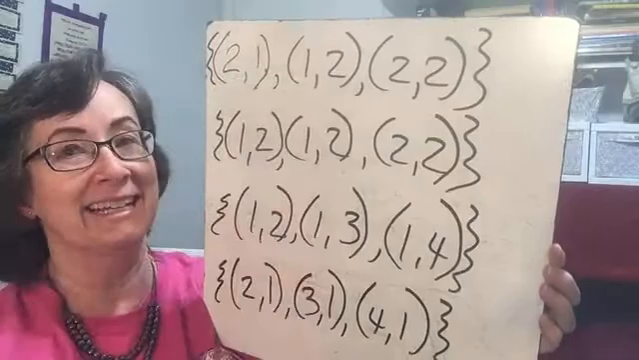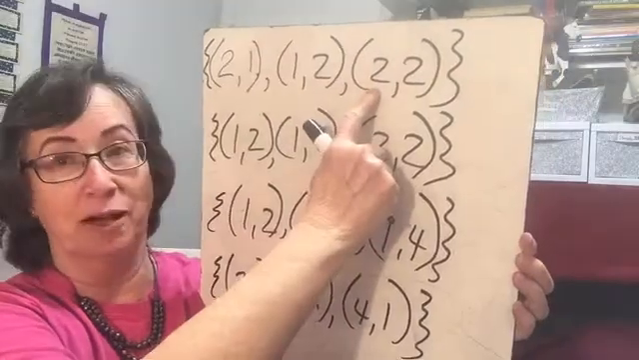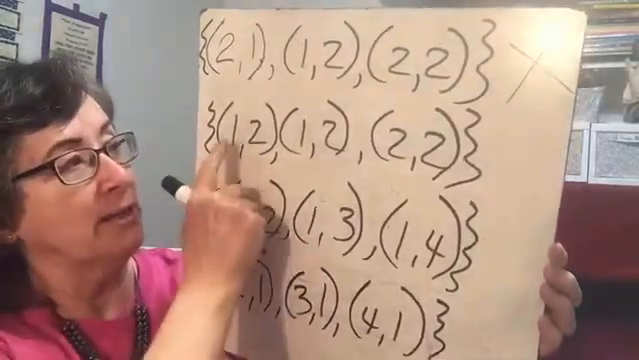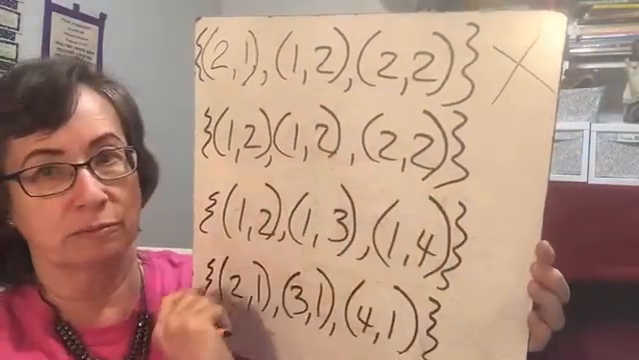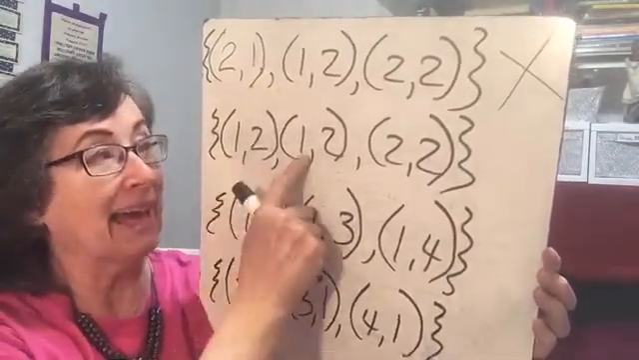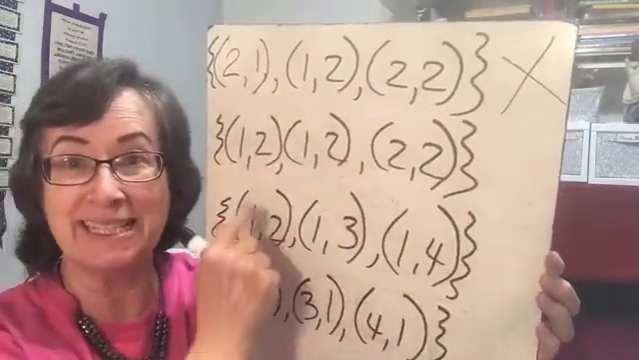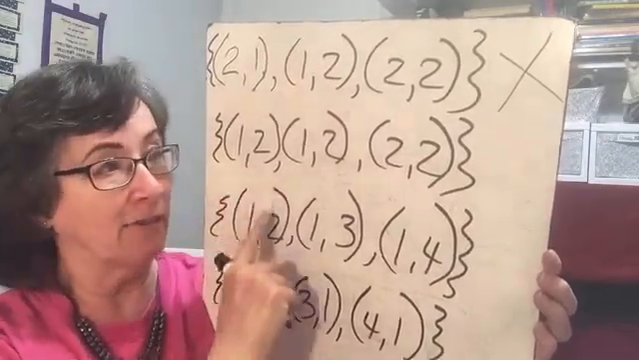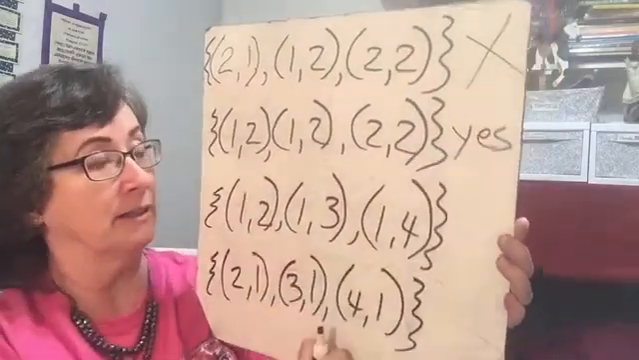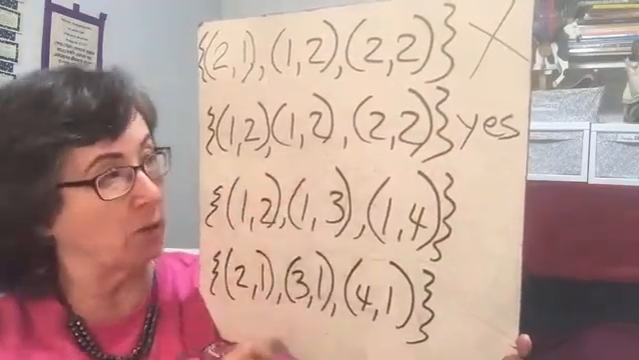Set A is not a function because 2 has an output of 1 and 2 also has an output of 2. So let's just put an X on that one. Okay? (1, 2), (1, 2), (2, 2). We do have a repeated X, but the X one has the same Y. So this is just a restatement of one point. Therefore, it is not breaking the function rule. And this one is a function because it just has a repeated point. 1 goes to 2 in both of those situations.